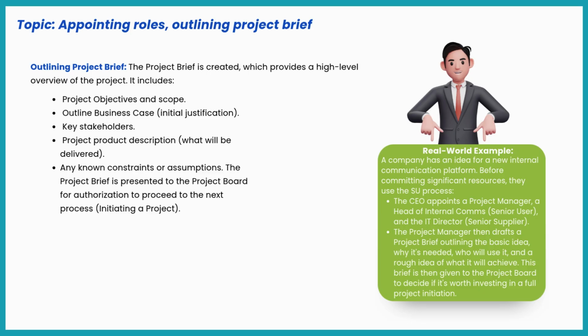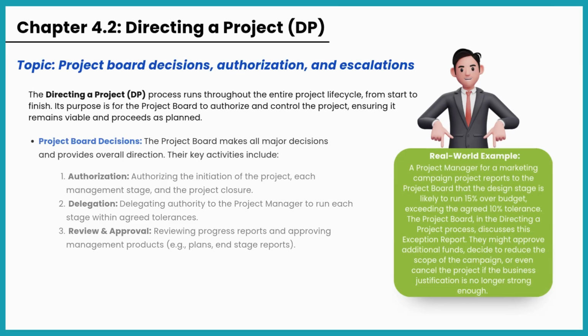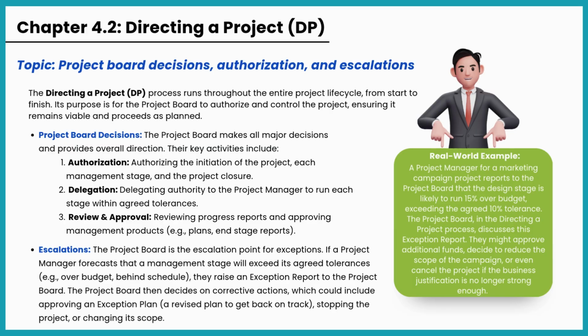This project brief is presented to the project board to get approval to move to the next stage, initiating a project. Directing a project is the project board's continuous role. They are the ultimate authority, giving the green light at key points and making big decisions. Crucially, this is where manage by exception comes to life. Project managers escalate problems outside their agreed boundaries, and the project board steps in to resolve them, ensuring senior oversight without micromanagement.